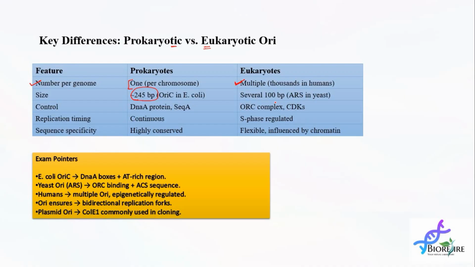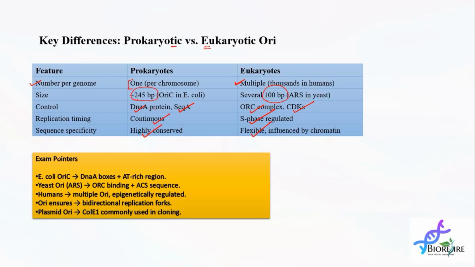But in case of eukaryotes, this is 100 base pairs. Control by DNA A protein or sequence in prokaryotes, and in eukaryotes it is controlled by the ORC complex and CDK proteins. Replication timing in prokaryotes is continuous, in eukaryotes it is phase regulated. Sequence specificity in prokaryotes is highly conserved, but in eukaryotes it is flexible.